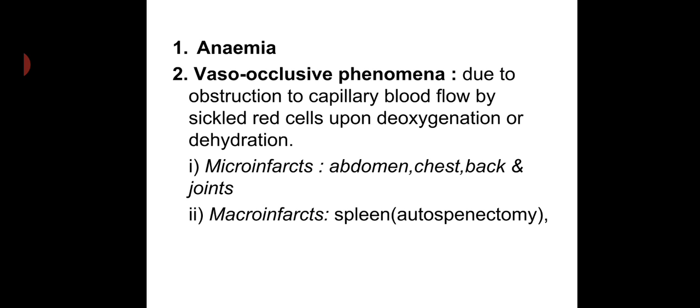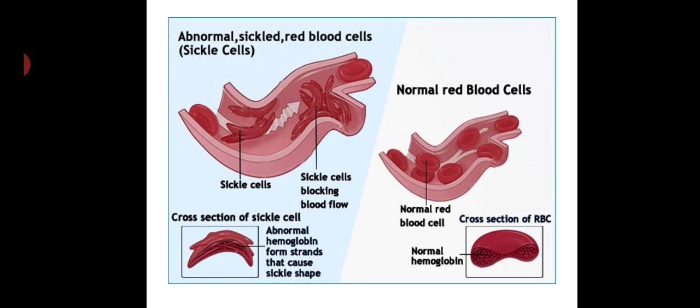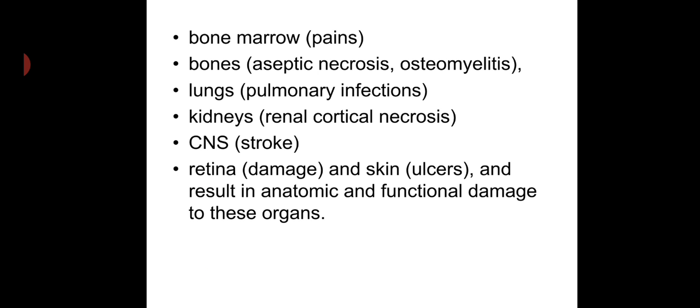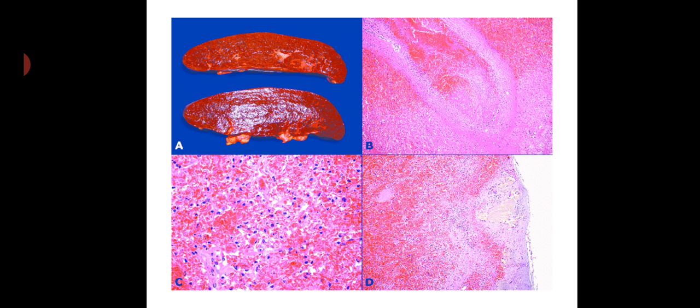Macroinfarcts are seen in the spleen, which leads to autosplenectomy, in bone marrow, which leads to pain, in bones, which leads to aseptic necrosis or osteomyelitis, in lungs, in kidneys, in brain, or in eye or skin, and these result in anatomic and functional damage of these organs.